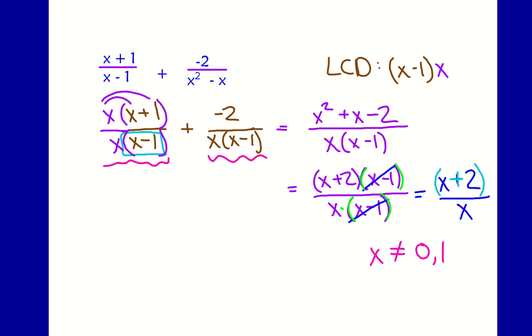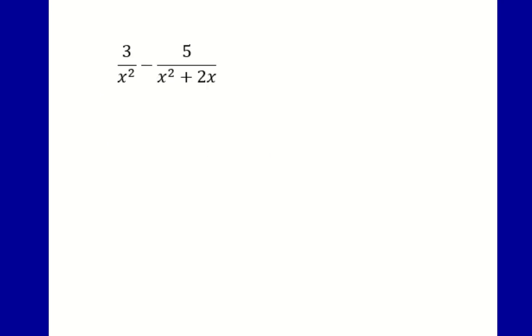Moving on to a second example. In this example, the first denominator is x squared, and the second is x squared plus 2x. It may be logical for you to think, oh, well, I'll just add 2x over 2x to the first fraction. But adding is not on the list of things that you are allowed to do. That changes the value of the fraction.